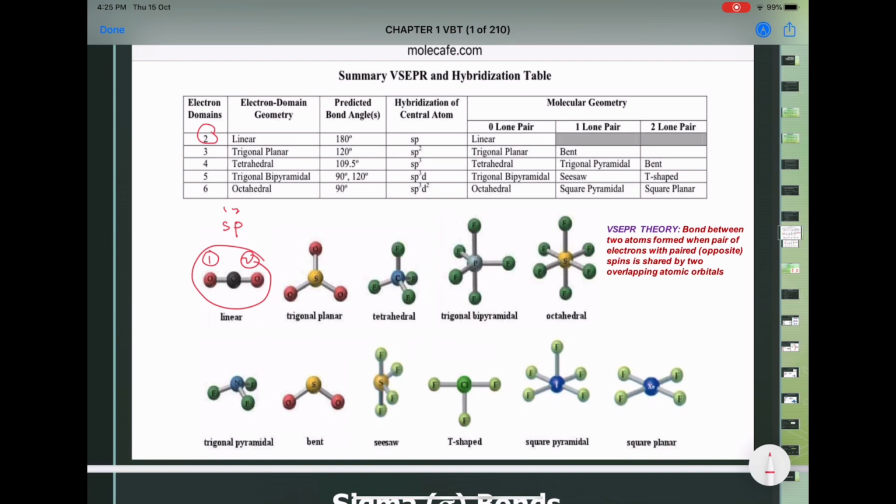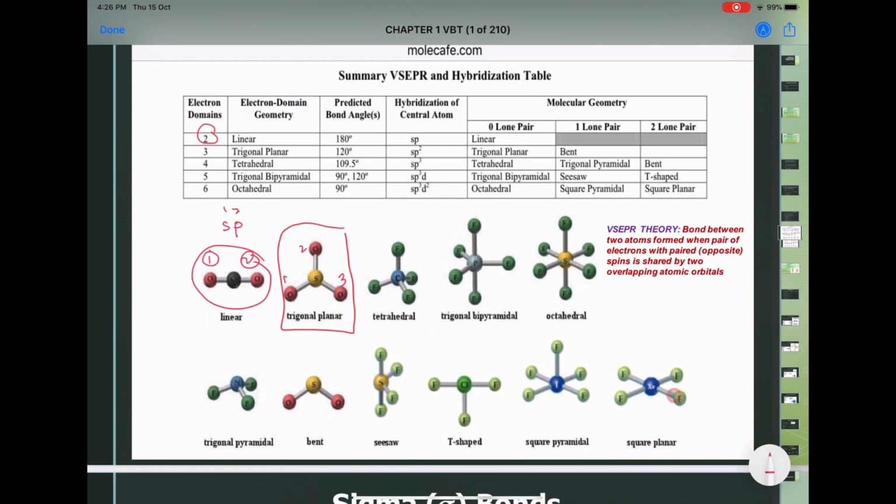So when you look at the example of electron domains of 3, so this is the trigonal planar because this one have a 1 2 and 3. So the molecular geometry is the trigonal planar if you don't have the lone pair.